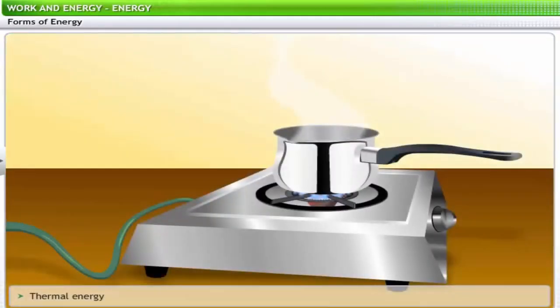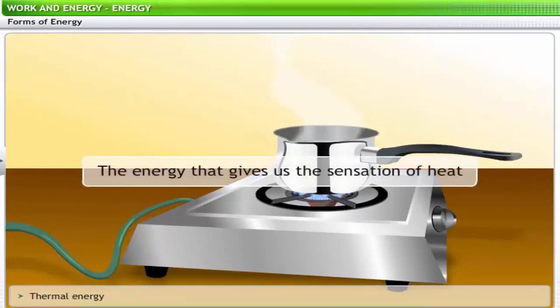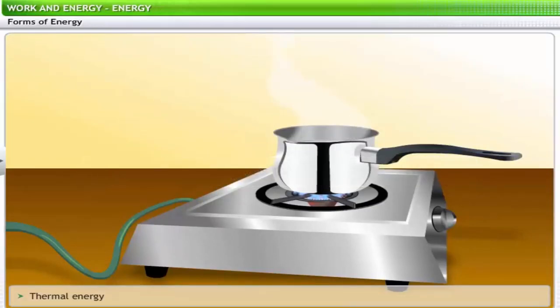Thermal energy or heat energy is the energy that gives us the sensation of heat. For instance, heat energy produced from the flames in a gas stove helps cook food.